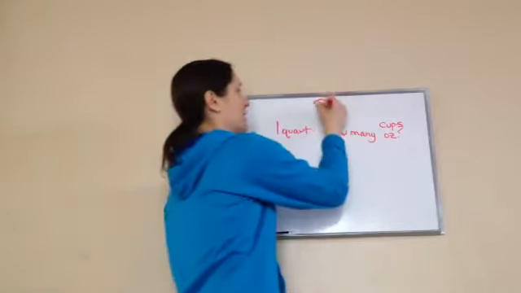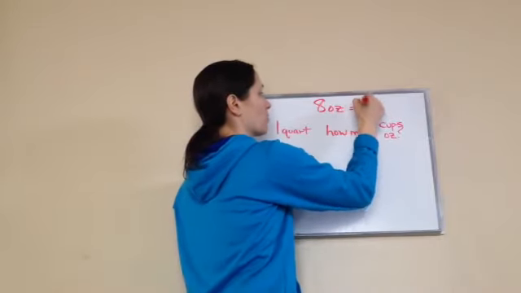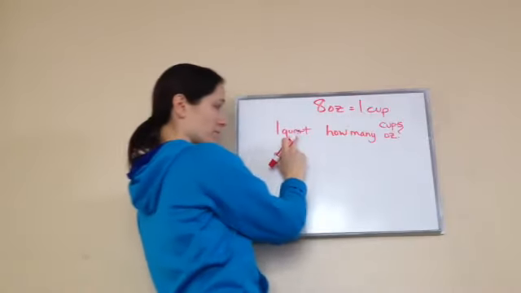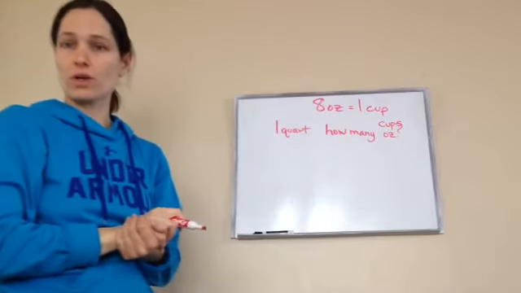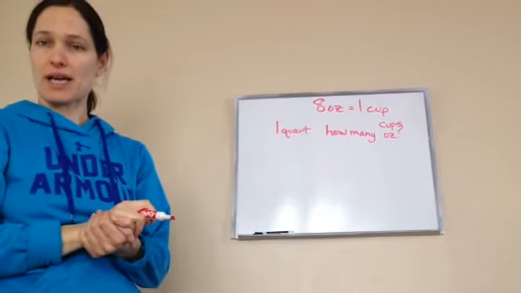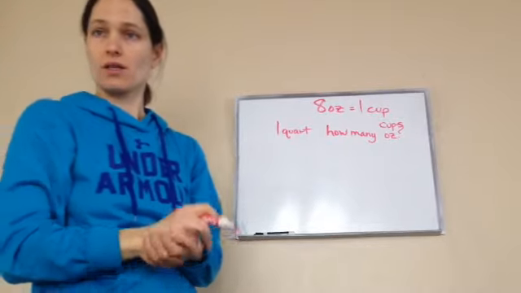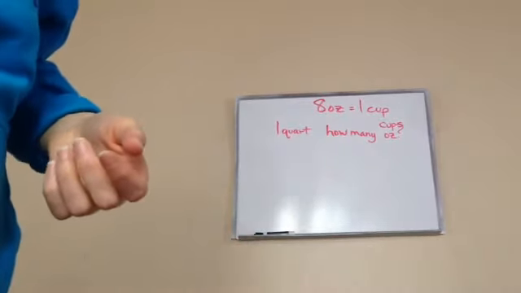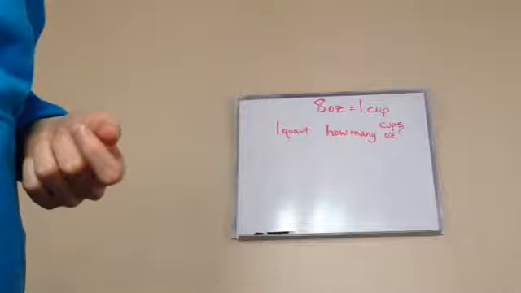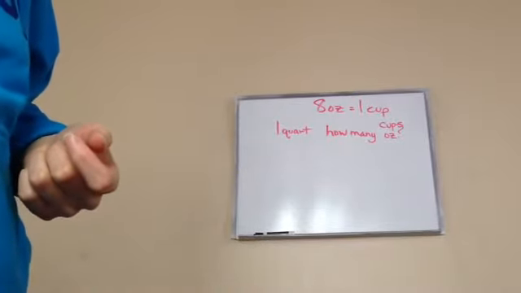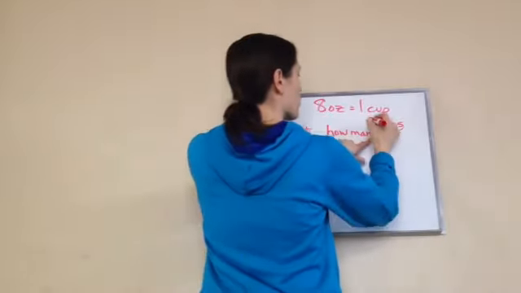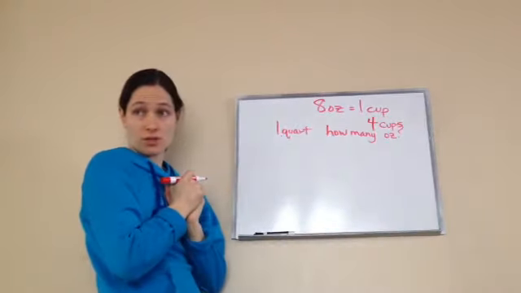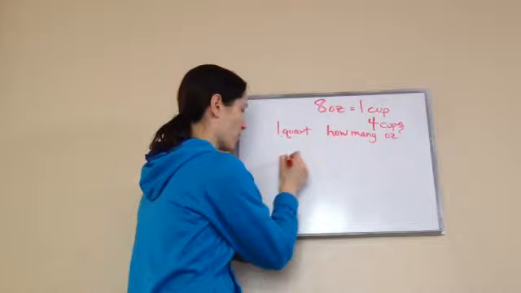How many ounces are in 1 cup? 8. So I'm going to write that down. 8 ounces equals 1 cup. Now, how many cups does a quart have? Look at 1 quart and tell me how many cups it has. 4. So 1 quart equals 4 cups.